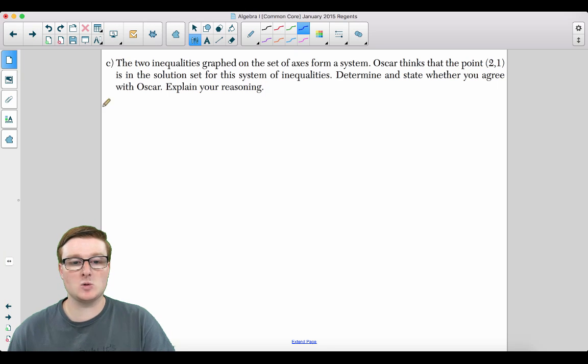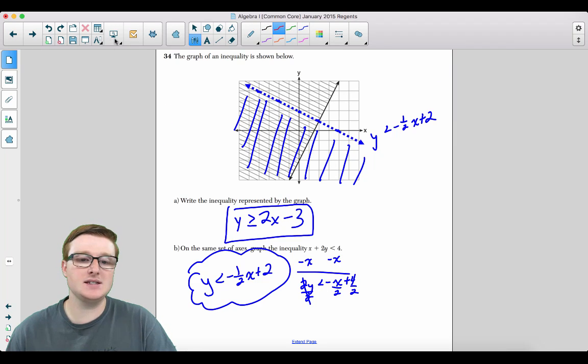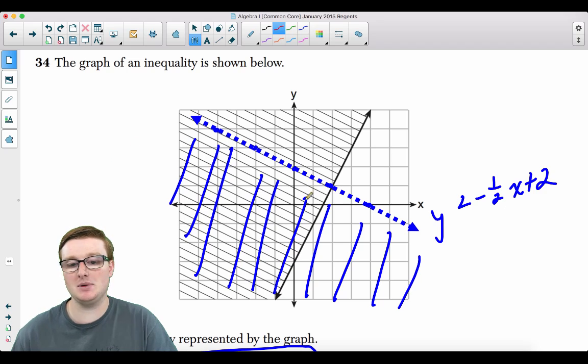Okay, now there's a follow-up question. The two inequalities graphed on the set of axes form a system. Oscar thinks that the point (2, 1) is in the solution set for the inequalities. Determine and state whether you agree with Oscar. Explain your reasoning. So this is a common misconception that people have.